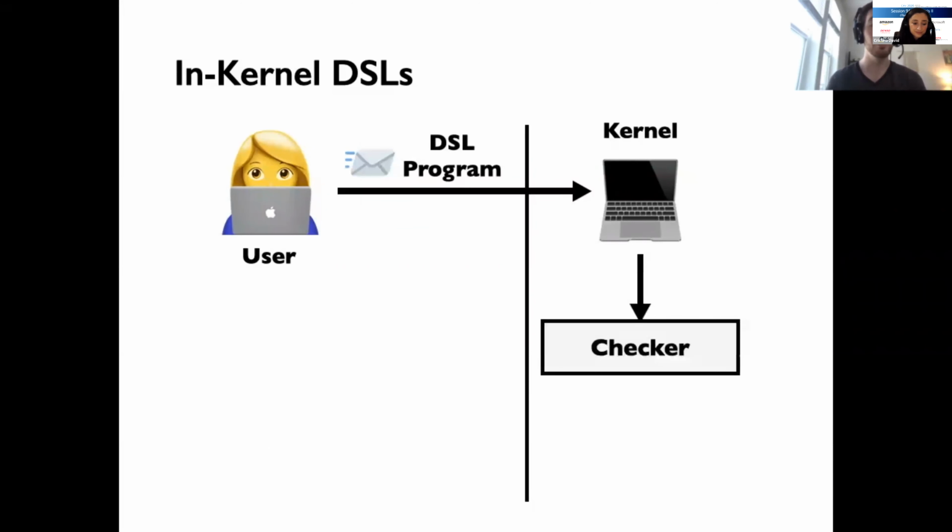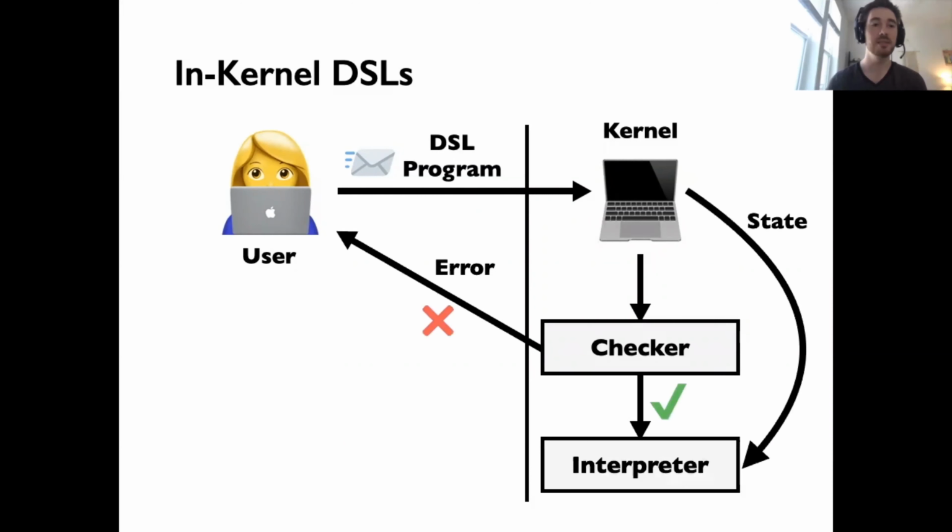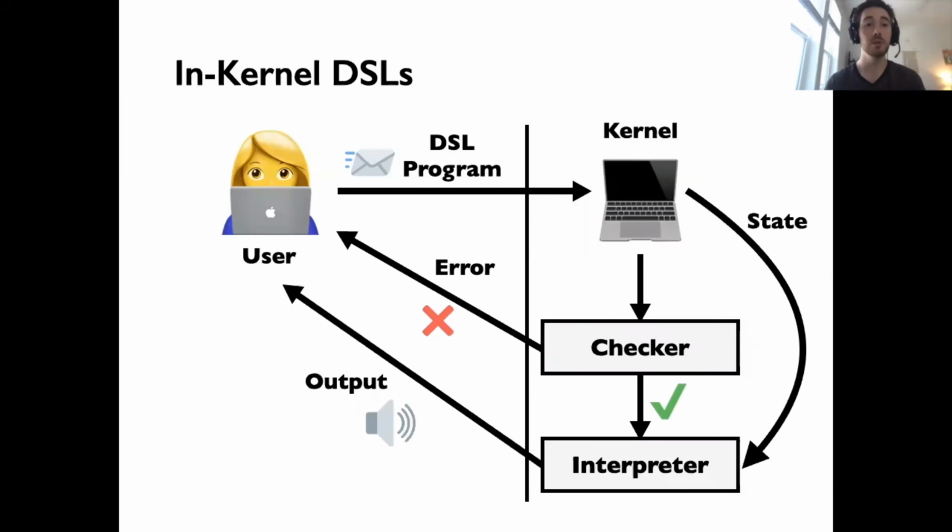The kernel may not want to run arbitrary user programs, so first, it will pass the program to a checker, which checks for properties like out-of-bounds memory accesses or unbounded execution. If the program fails the checker, the kernel returns to the user with an error. If it succeeds, the program is passed to an interpreter along with the starting state. The program is then run by the interpreter, and the kernel relays the output back to the user.